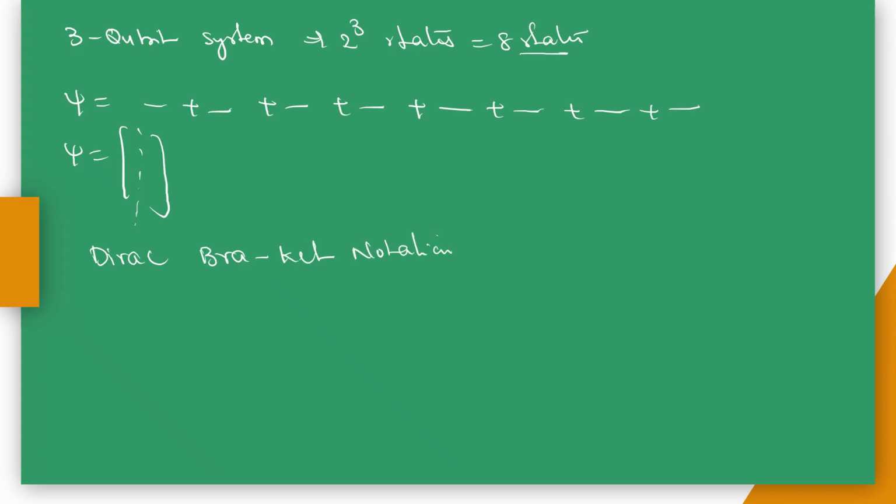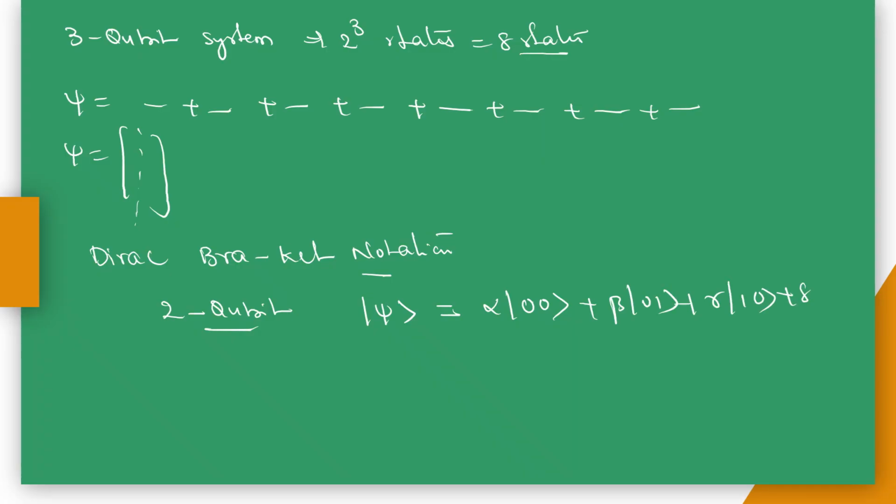Here I am giving an example related to the 2-qubit system. Written in the ordinary mathematical way, it is alpha state 00, beta state 01, gamma state 10, delta state 11, along with a column matrix. Whereas in Dirac notation, this can simply be written as state psi.